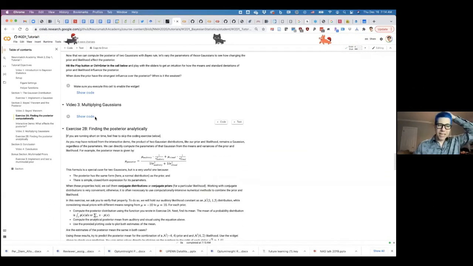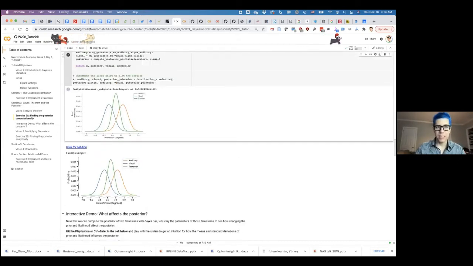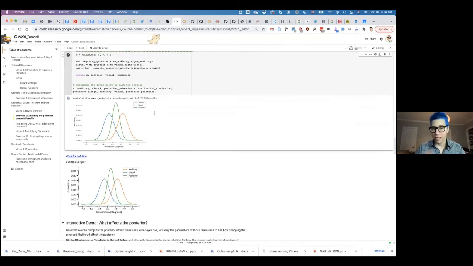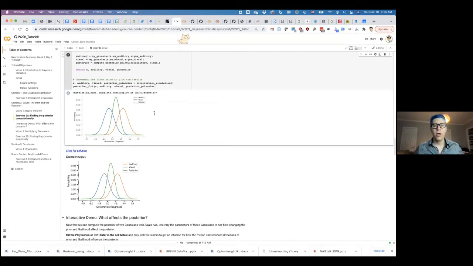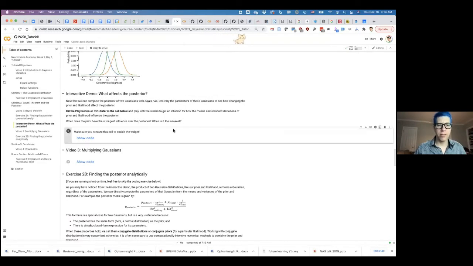Now we get to an interactive demo. So what we did before, we used Bayesian and we numerically did it. What we did here is we said, okay, let's implement the Gaussian, let's implement the other Gaussian, let's multiply the two of them. But what we can also do is we can now see how that depends on things.